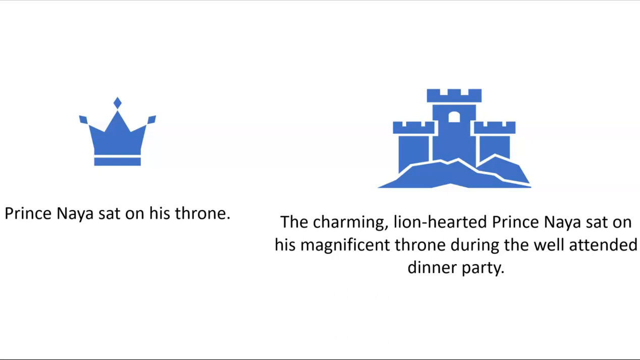Now, how does this work in a sentence, not just a phrase? So we've looked at a lot of phrases. How would this work in a sentence? For example, we have Prince Naya sat on his throne. We could make that the charming, lion-hearted Prince Naya sat on his magnificent throne during the well-attended dinner party.